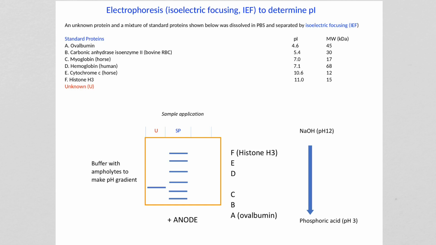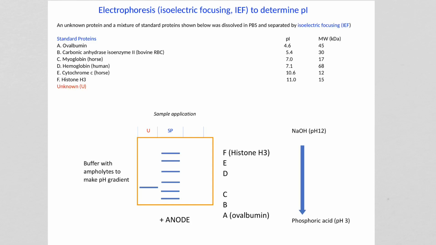There is an actual practical way of determining the pI, or the isoelectric point, of a protein, and that uses an electrophoresis technique that we call isoelectric focusing, or IEF. So IEF is a type of electrophoresis technique.